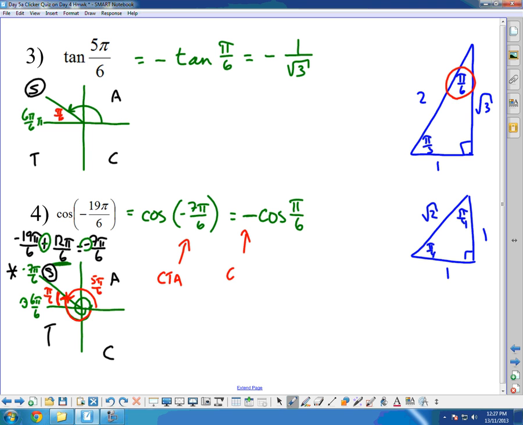This comes from the CAST rule, and this is the related acute angle. Good news is I'm asked to find pi over 6, so it's the same angle up here. Except this time, instead of tan, I'm asked to find cos, so it's adjacent over hypotenuse. And I got a big negative in front of it, so it's negative root 3 over 2.